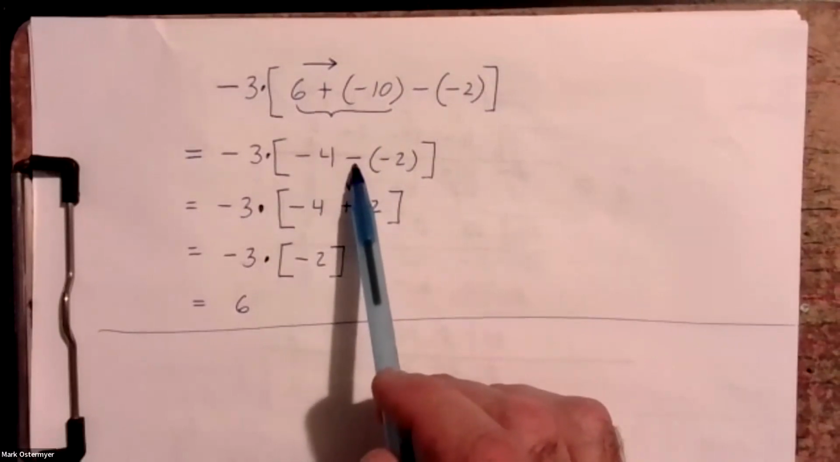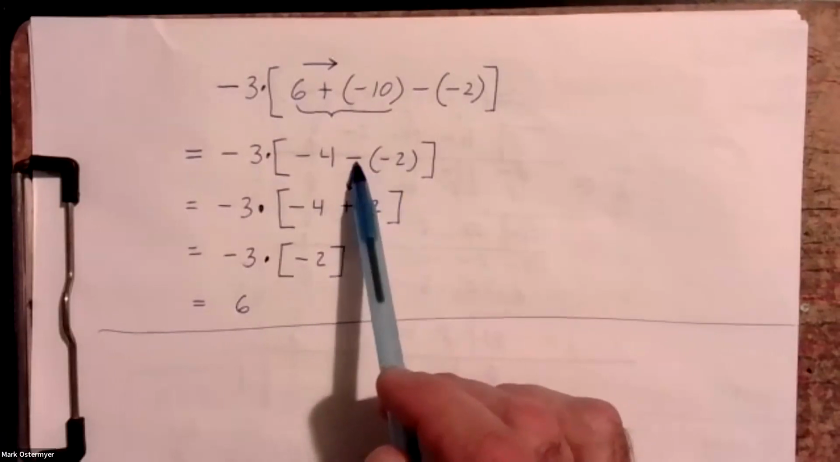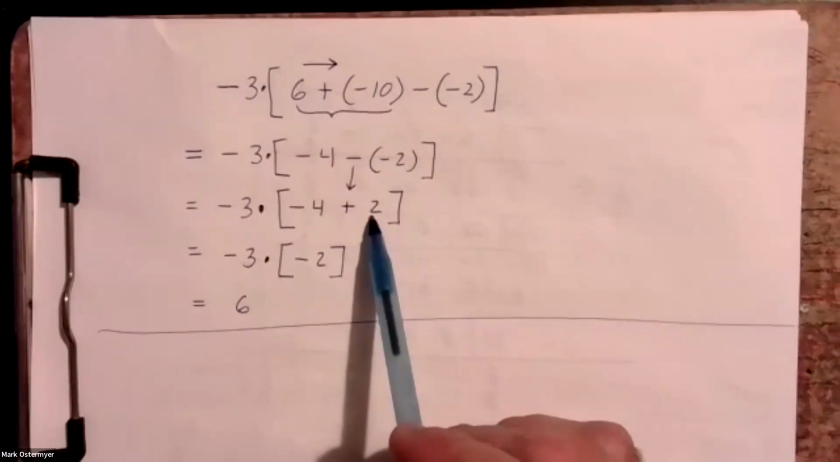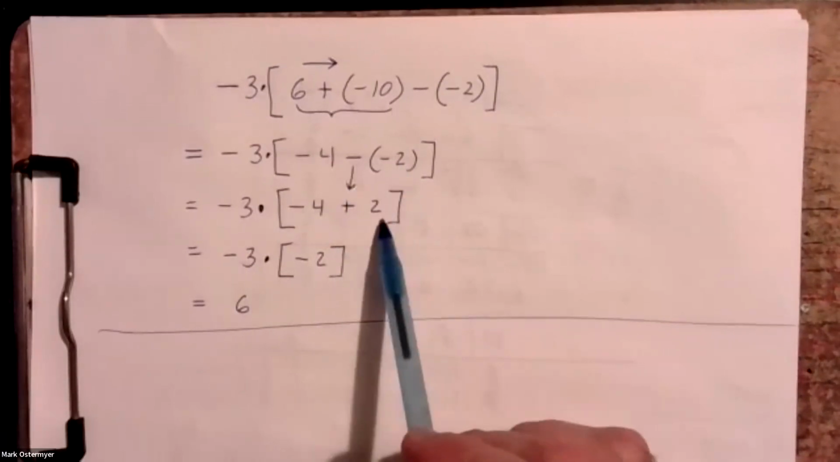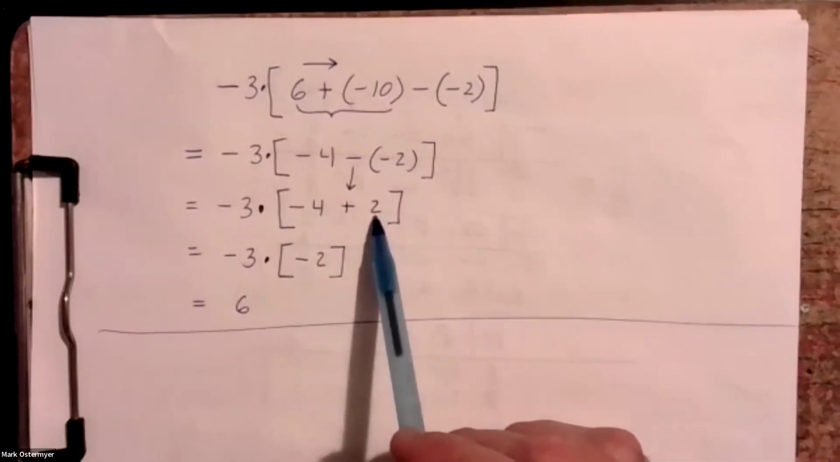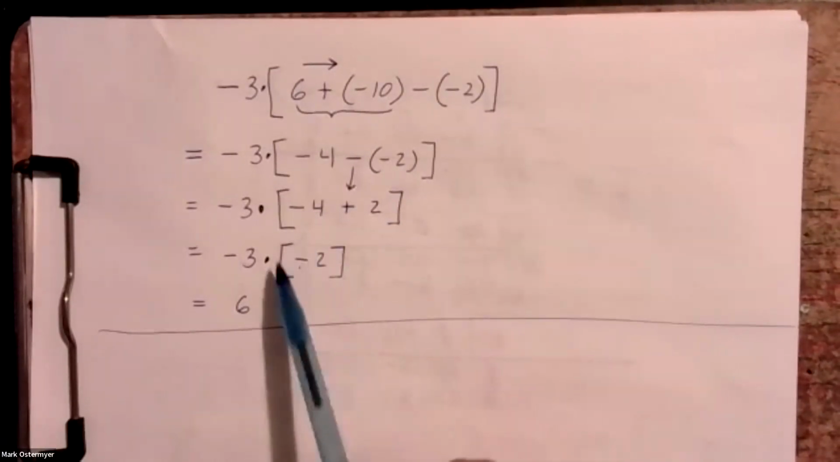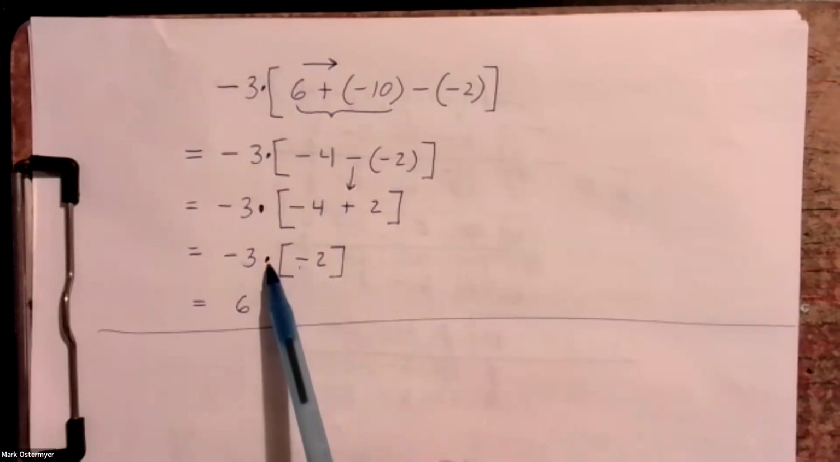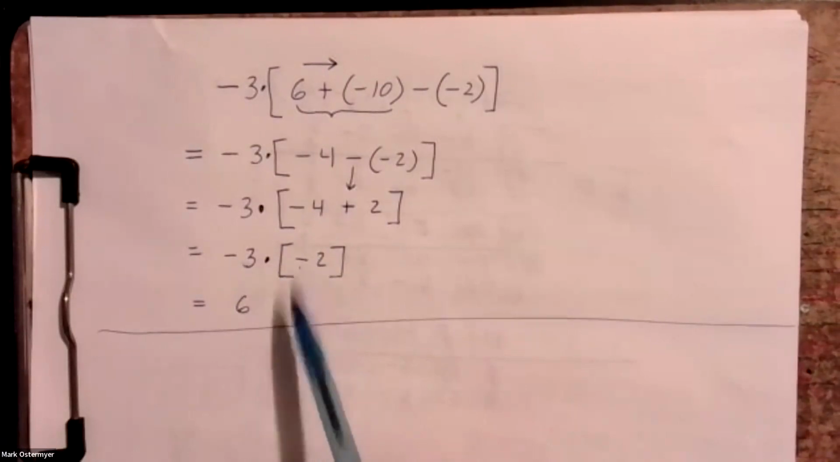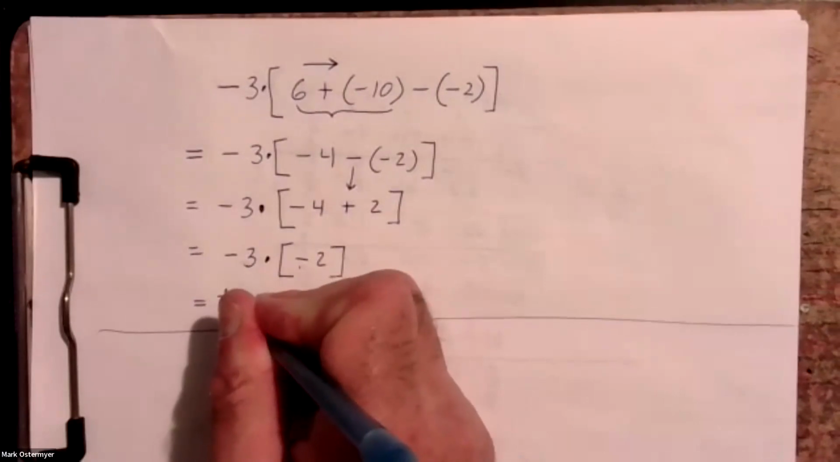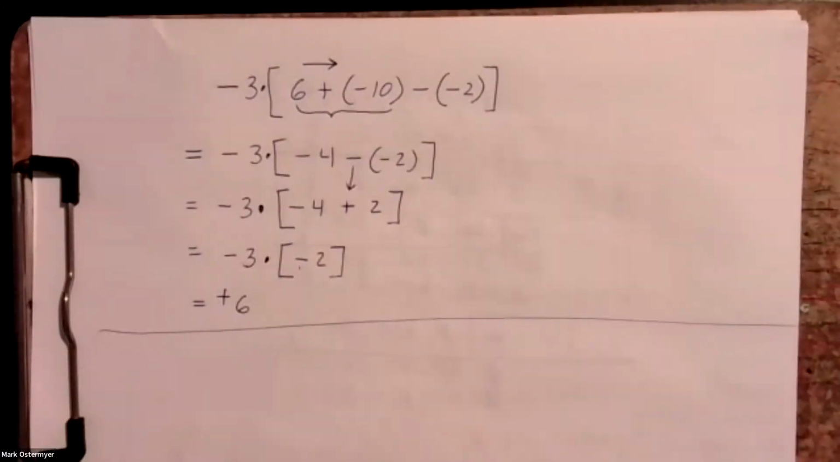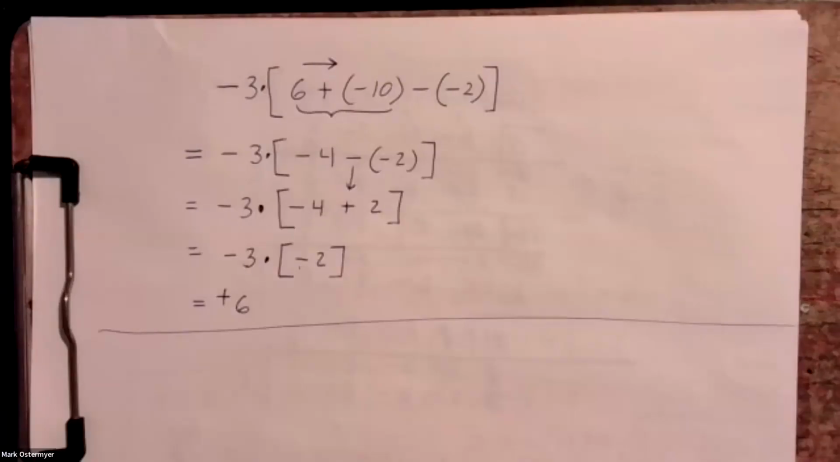Now I am still inside the brackets. I have to subtract. Subtracting a negative 2 is the same thing as adding a positive 2. Subtraction is the same thing as adding the opposite. A negative 4 plus a positive 2, we take the difference and attach the larger sign. Finally, we have to deal with multiplication. A negative times a negative is always a positive. Did anybody get positive 6 at the end of the day? Yes. Good, there are some signs.